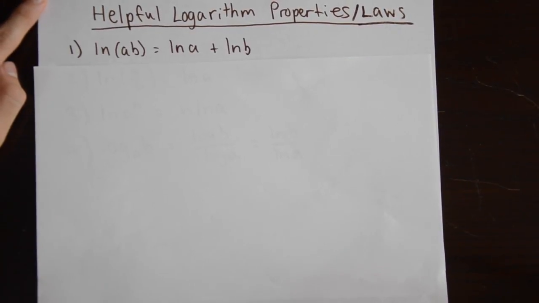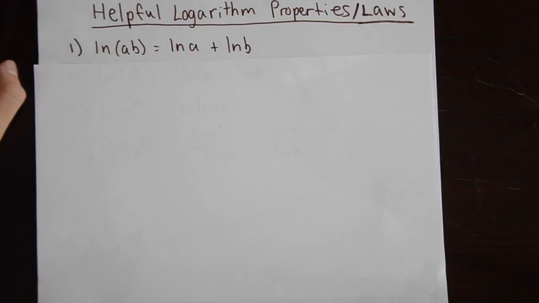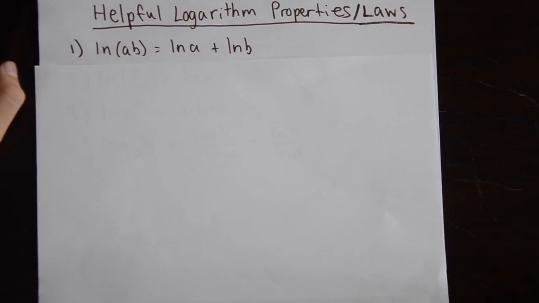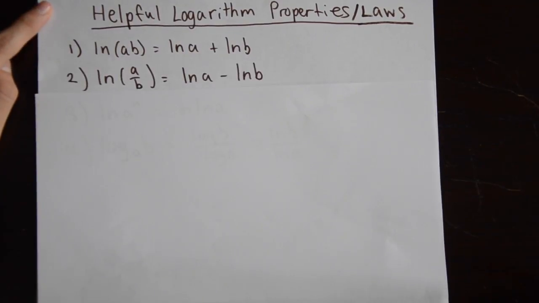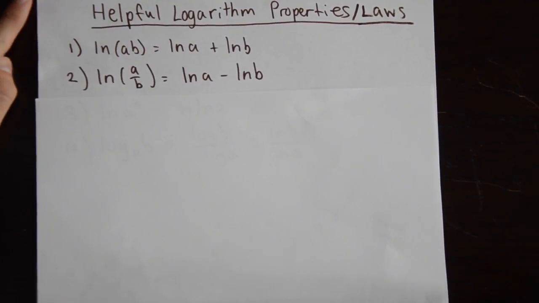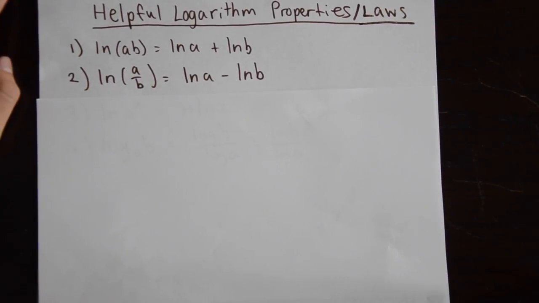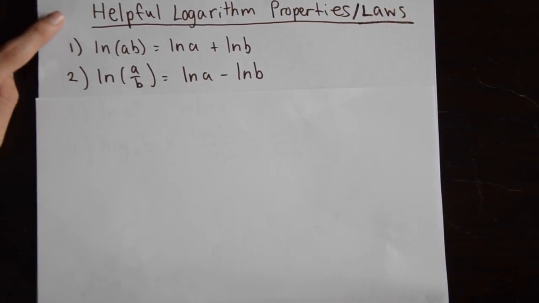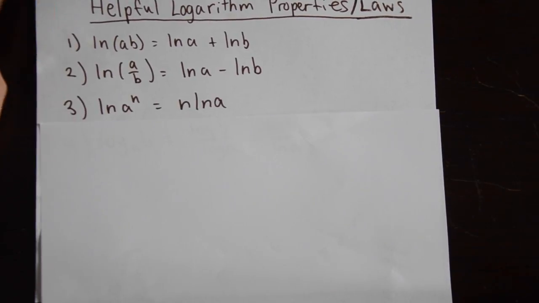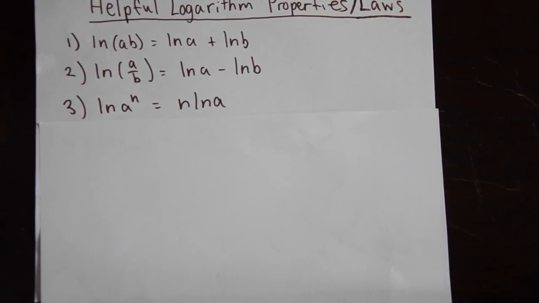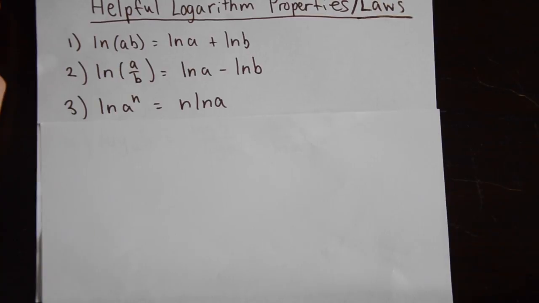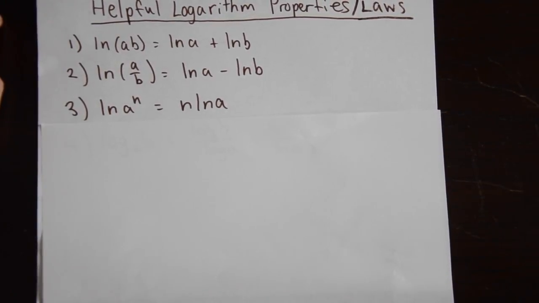And the first one states that the natural log of a times b is the same as the natural log of a plus the natural log of b. The second law states that the natural log of a divided by b is the same as the natural log of a minus the natural log of b. And the third one states that if you have the natural log of a to the nth power, you can bring down the exponent to have n times the natural log of a.